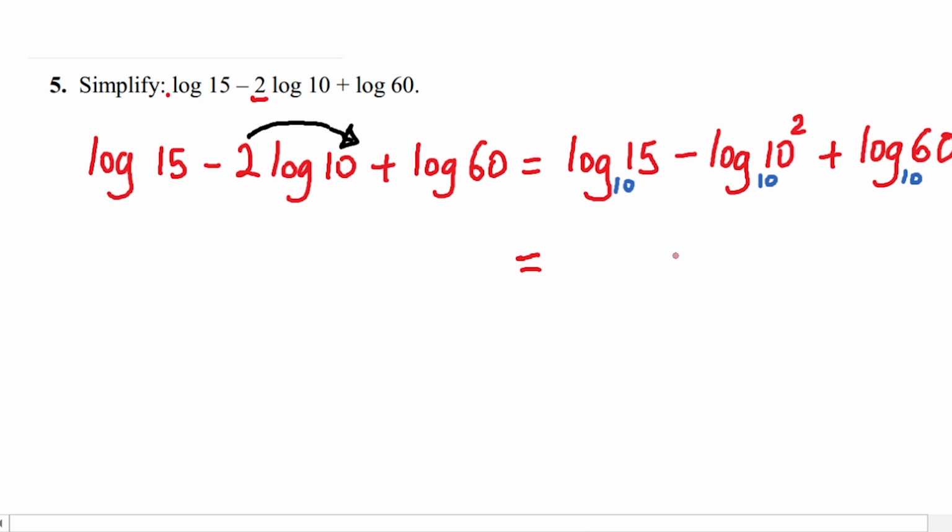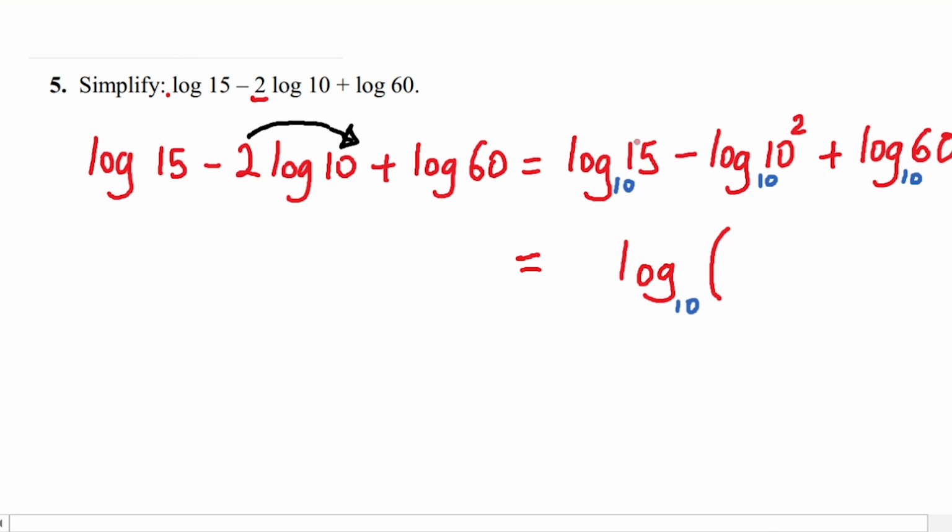So it means that since they are all of the same base, what we do is that we maintain that base. We shall say log base 10. Let me just put the 10 for the sake, but even if you do not put it there, it's okay. Log base 10, and then we shall handle this. So we have 15 minus 10 plus 60. So according to the laws of logarithms, when you're subtracting two numbers of the same base, we divide the numbers.